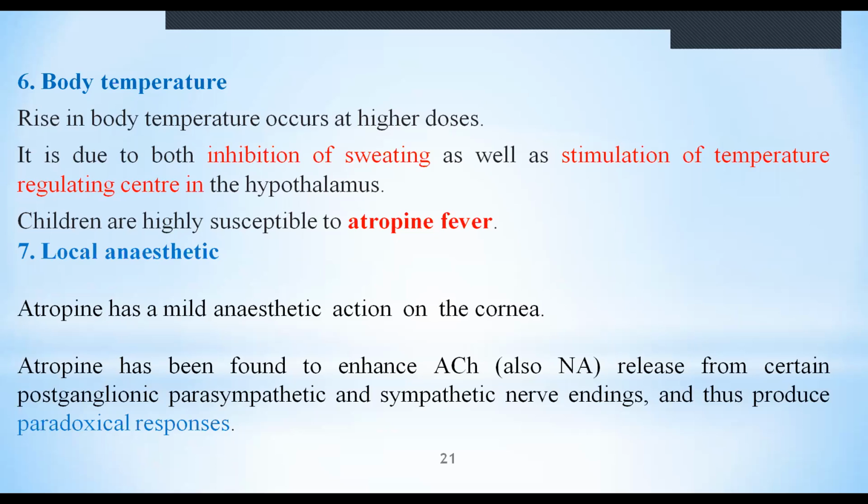And the local anesthetic effect is also attributed to atropine, and it has a mild anesthetic action on the cornea, but it cannot be used as the main drug. Atropine is found to enhance acetylcholine and also norepinephrine release from certain postganglionic parasympathetic and sympathetic nerve endings, and thus produce the paradoxical response.